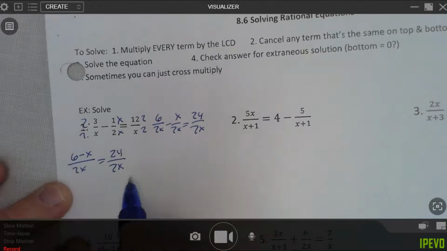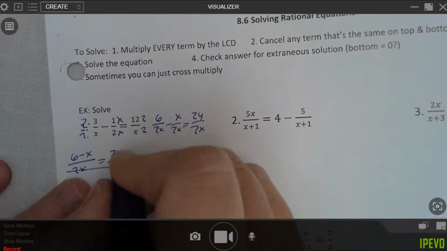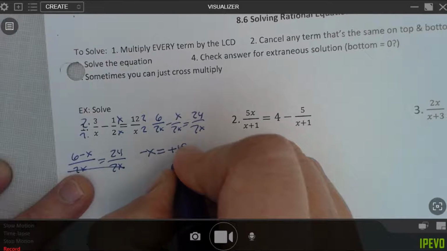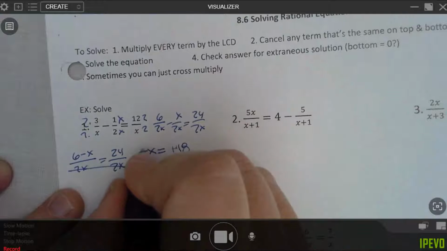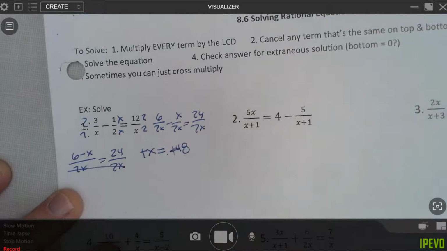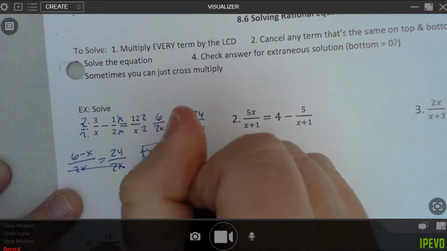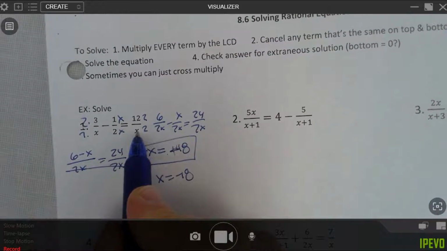So if you want to see why, it looks like this. See, if I multiply both sides by a 2x, they cancel out for us. So then you're just solving the tops. So subtract over your 6. So you get 18, and then divide by your negative 1. So your answer is negative 18. So x equals negative 18. So you look at the bottom. If I plug in negative 18, it does not make the bottom 0, so we're good to go.